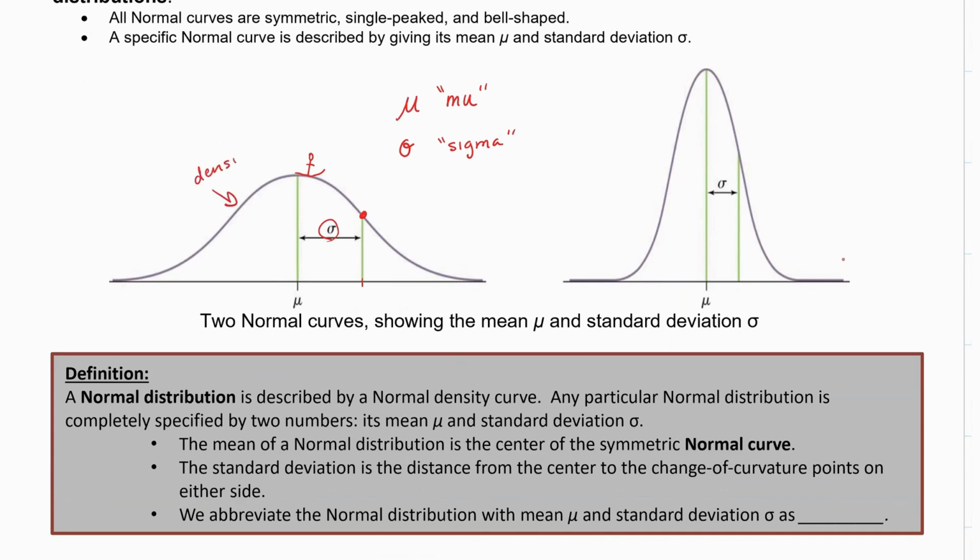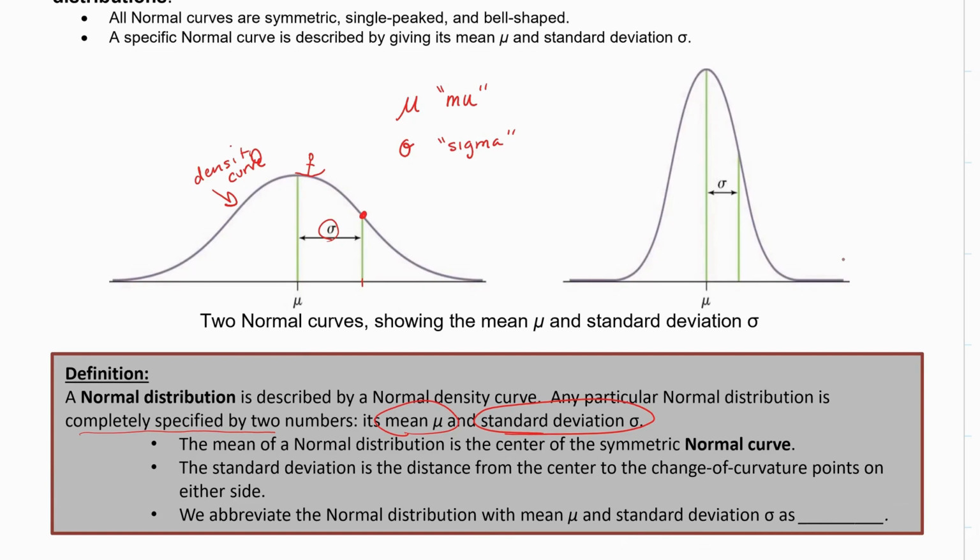These density curves, again, are idealized ways of looking at the distribution of the variable. And these density curves actually are defined by an algebraic expression. We don't have to learn that expression, but there's an algebraic expression that draws these curves. So a normal distribution is described by a normal density curve. It is completely specified by two numbers, the mean mu and the standard deviation sigma.